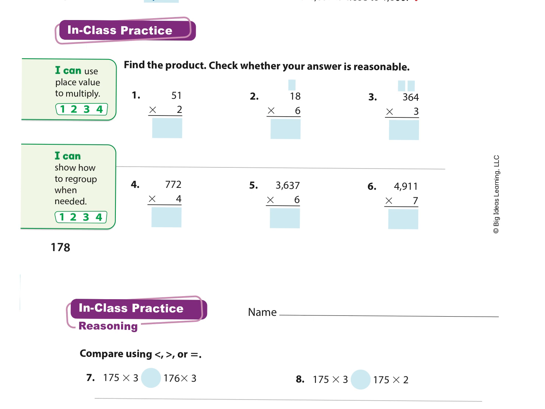So number 1, you should have 102. Yeah? Cool. Number 3, notice it gave me my little blue boxes up there to give me a guide and a little hint that I need to be carrying something into those blue boxes. So 4 times 3 is 12, carry my 1. 6 times 3 is 18, plus that 1 makes 19, and I have to carry a 1 again. And then 3 times 3 is 9, plus 1 makes 10, so 1,092.